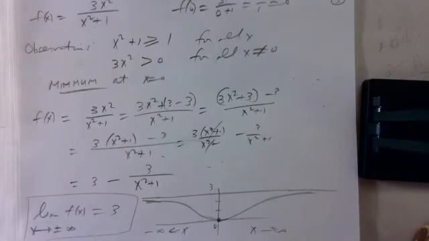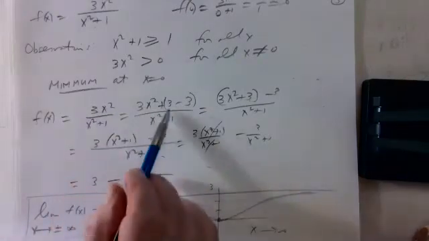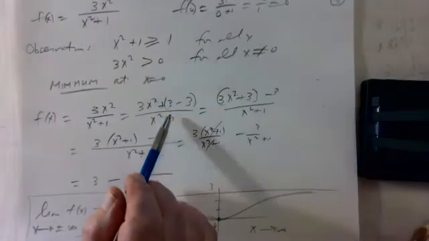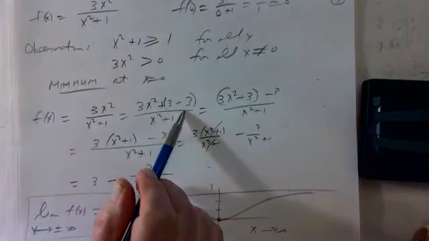And I have a question. Where did the 3 come from? Where it says 3x squared plus 3 minus 3 over x squared plus 1? I mean, how did I get from here to here? Yes. Well, what is 3 minus 3 equal to?